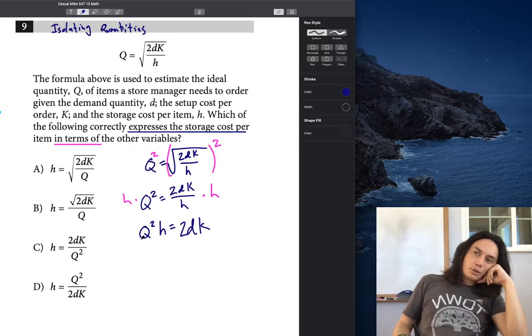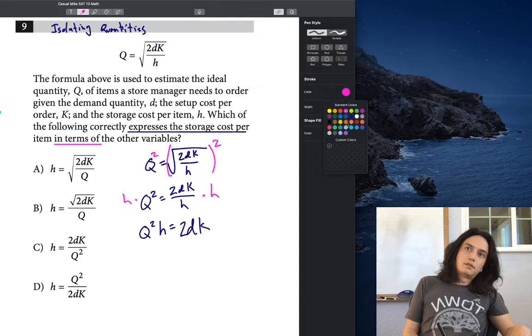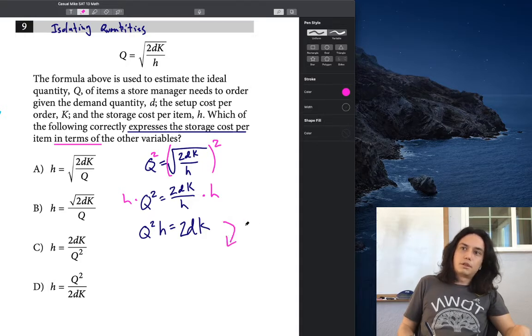And then all we have to do is get rid of this q squared. So we're just going to divide. On the left side, this is q squared times h. So we're just going to divide both sides by q squared. Again, we're going to take this, move it over to the other side, and we're doing it by dividing. This is q squared times h. We're dividing both sides by q squared. So I'll just write that. Divide by q squared.